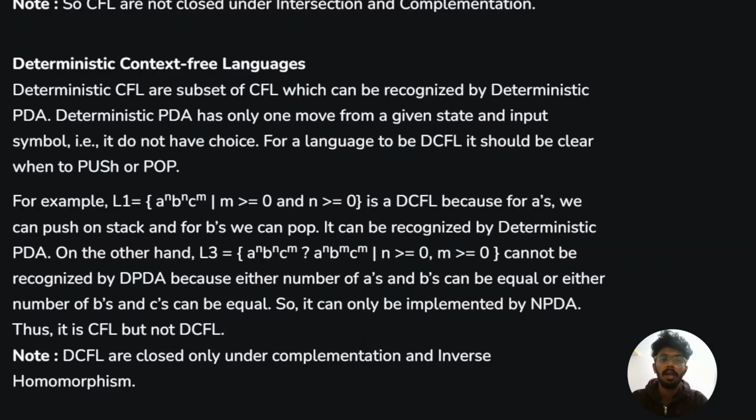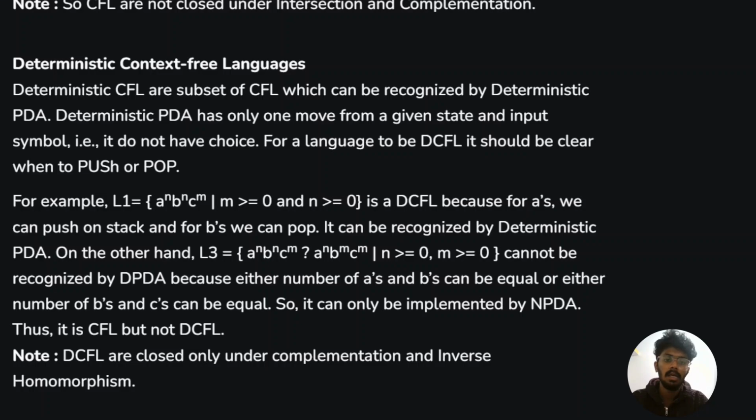Deterministic context-free language. Deterministic CFLs are a subset of CFLs which can be recognized by a deterministic PDA. A deterministic PDA has only one move from a given state and input symbol, that is, it does not have any choice. For a language to be a DCFL, it should be clear when to push or pop. For example, the following L1 is a DCFL because for A's we can push on the stack, but for B's we can pop. It can be recognized by a deterministic PDA.